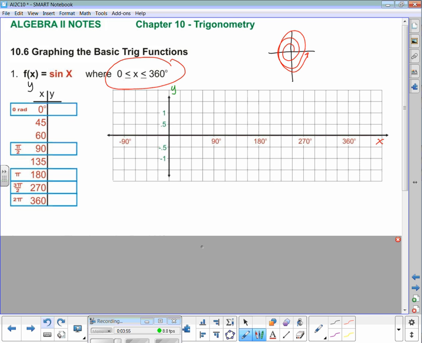So take your calculator, punch in 0, and hit your sine button. I'm going to do these in blue. And everybody says the answer is 0. Okay, now that's the ratio, that's the y value. So we are right there at the origin, right? Can't see it too well, but there's a blue dot right there at the origin.